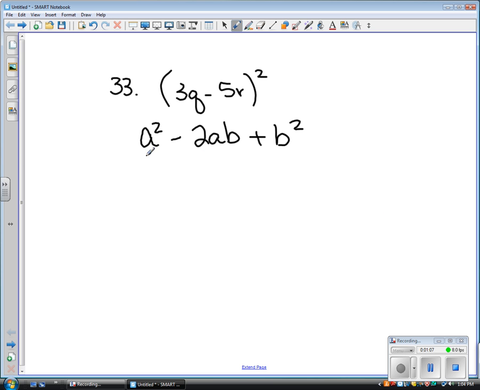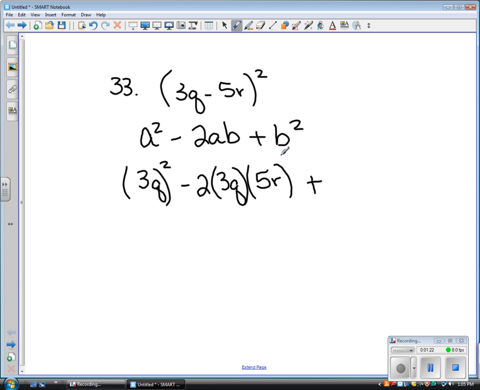So you're going to take the first term and square it. So you're going to have 3 cubed squared, minus 2 times the first term times the second term, plus you're going to take the second term and square it. So now you're going to go through and do the math. So you're going to have 3 cubed squared. So that means 3 is squared, which makes that 9. Q is squared, which is just q squared.